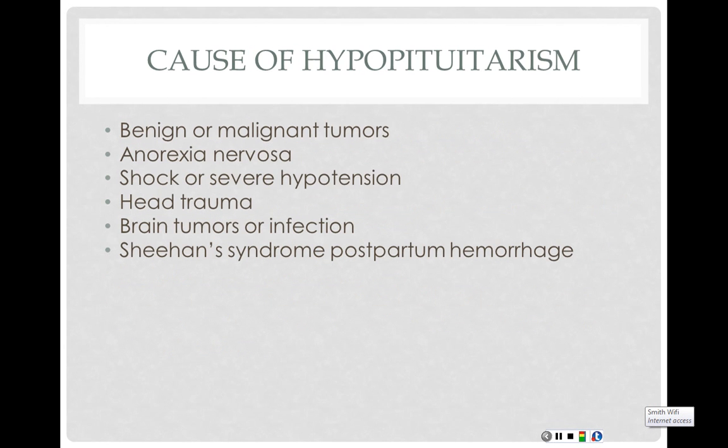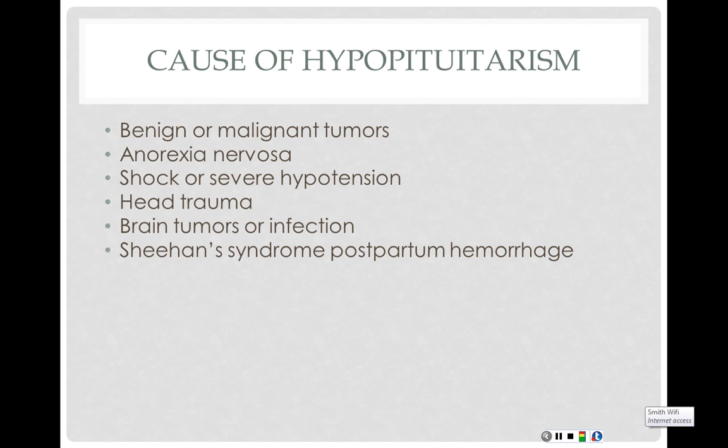Some causes that we see of hypopituitarism may be tumors and anorexia nervosa. Anytime we see shock or hypotension and the brain is not being perfused sufficiently. Head trauma, where there's damage to the hypothalamus and subsequently the pituitary gland. Infections, anytime we talk about meningitis, an infection of the brain tissue itself.